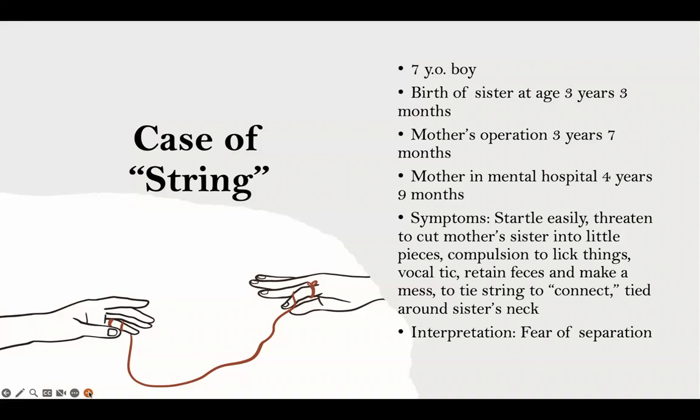And this boy presents with symptoms of startling easily and making threats to cut mother's sister, who's the aunt who watched him when mother was away in the hospital, into little pieces, a compulsion to lick things. He had a vocal tic, tendency to retain feces and then make a mess. And this whole behavior around tying strings to connect, and also taking this string and tying it around his sister's neck. Lots of play in the house related to the string. And Winnicott's interpretation most broadly was that the child's dealing with a fear of separation and utilizing the string symbolically as a way to connect.